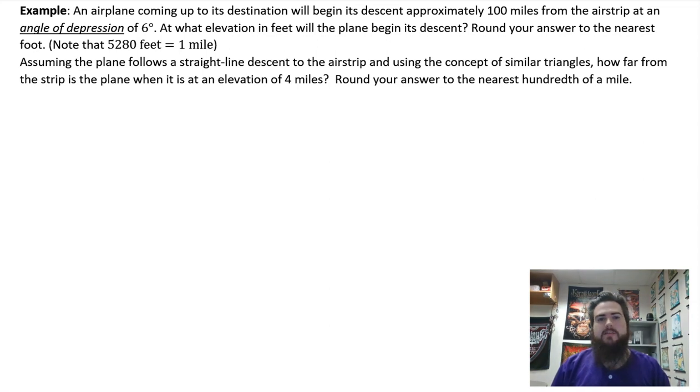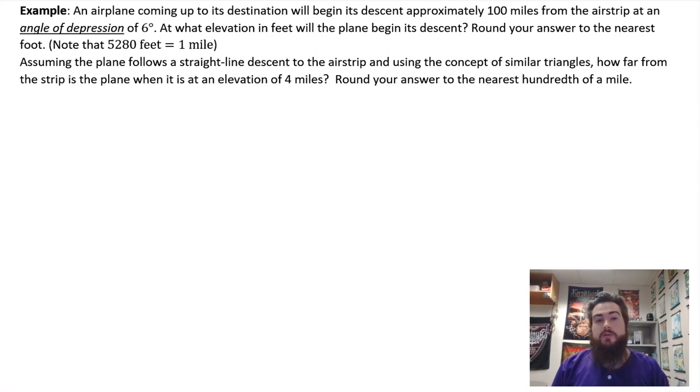In this example, we have that an airplane coming up to its destination will begin its descent approximately 100 miles from the airstrip at an angle of depression of 6 degrees. At what elevation in feet will the plane begin its descent? We will round that answer to the nearest foot.